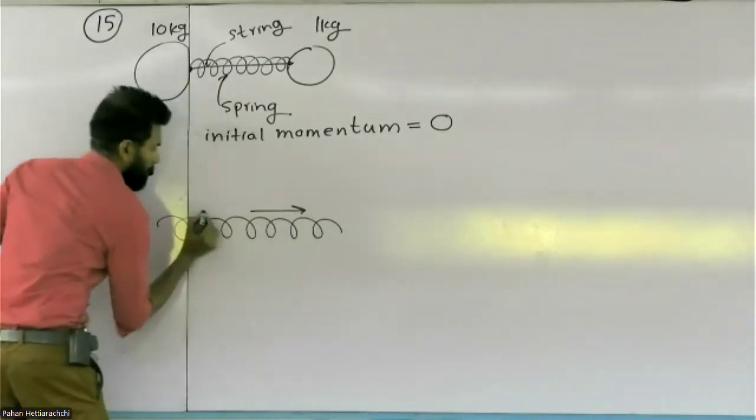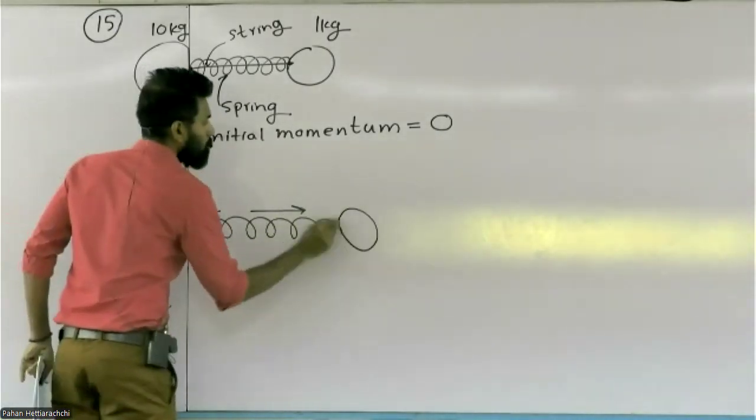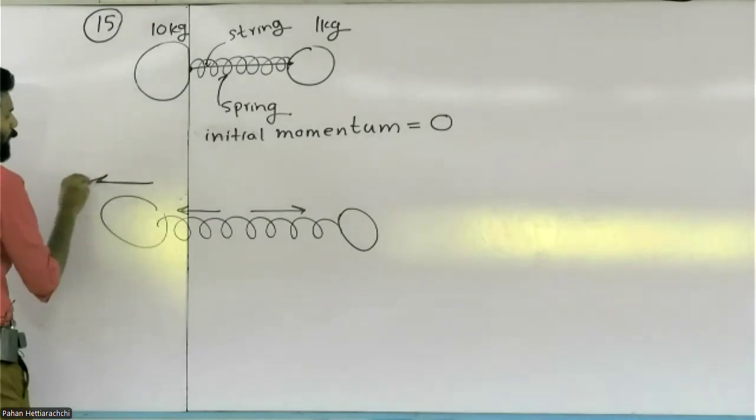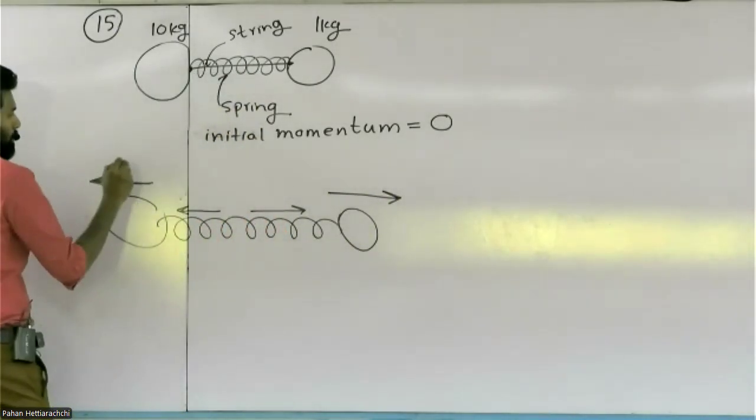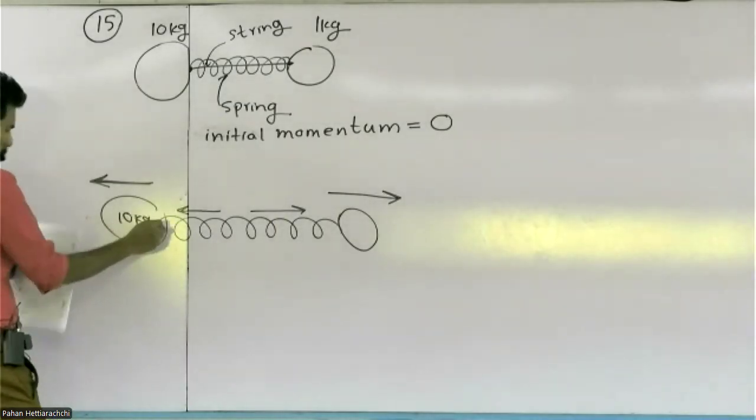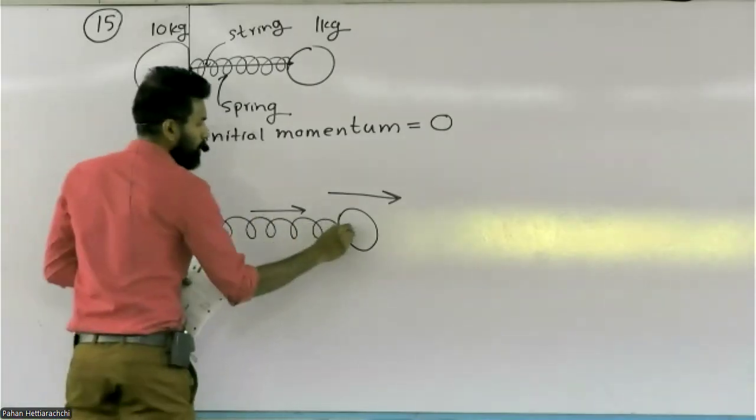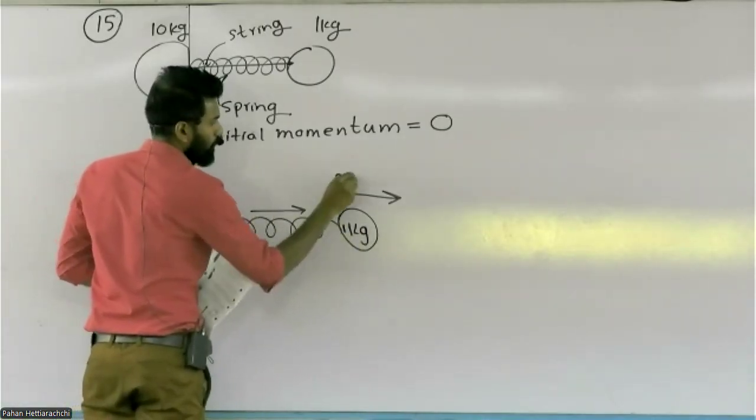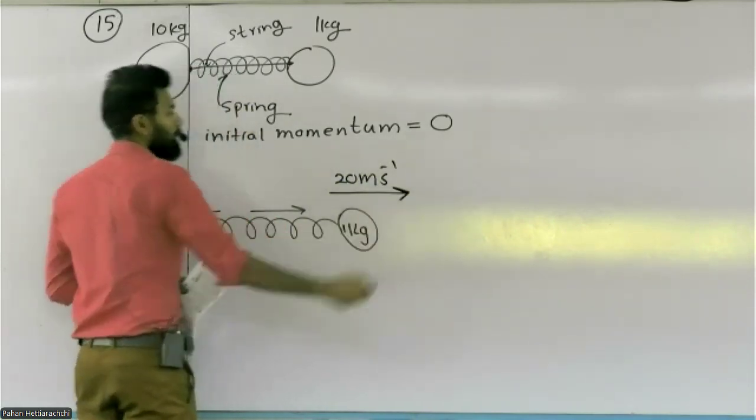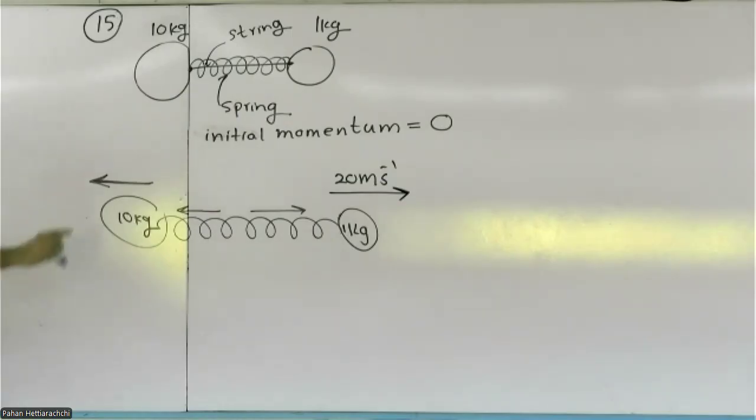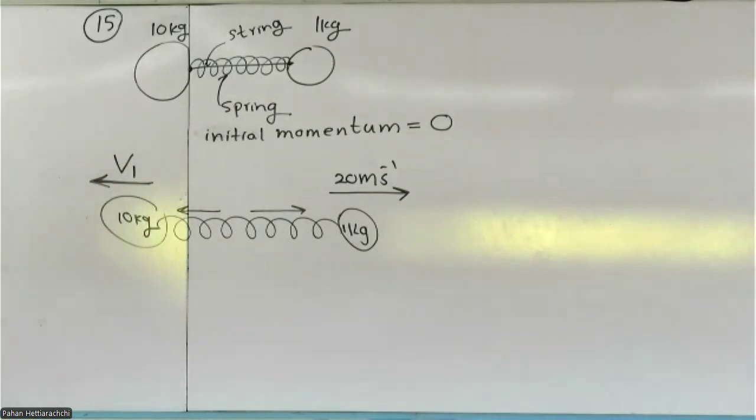It will expand, and what will happen? Two masses will move in opposite directions. The 1 kg will move with the velocity of 20 meters per second. And what will happen to the 10 kg? It will move with the velocity v1.